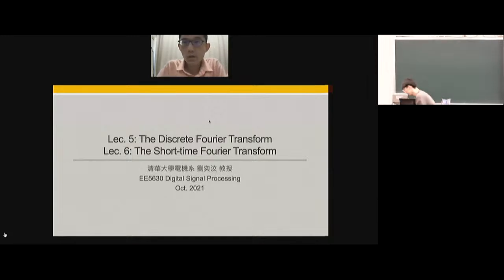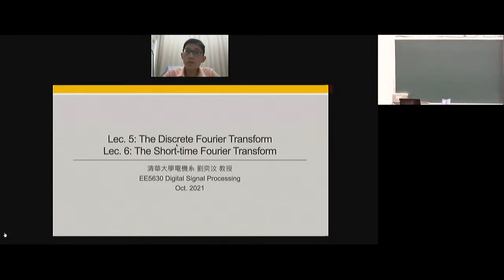But this time around, I feel that in practice, we really need to introduce what is called the discrete Fourier transform as early as possible. So I decided to try this order of teaching in this semester. Here we are going to introduce two more versions of Fourier transform.